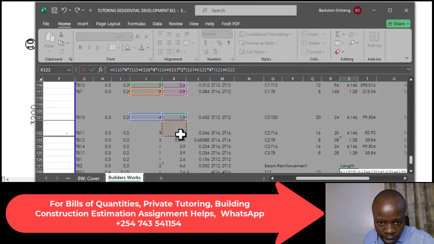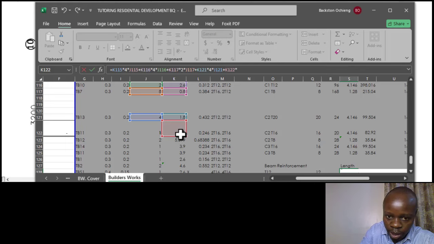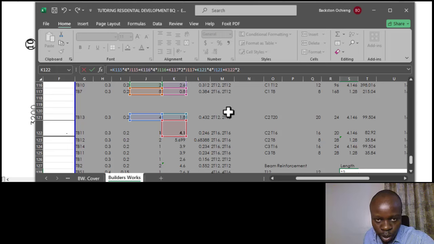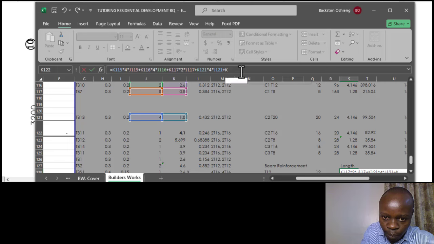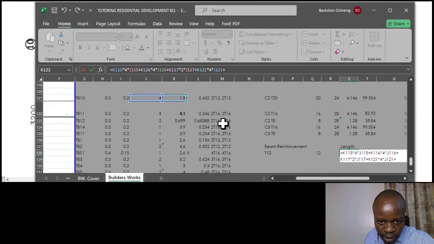The other case, it's the same. This is 4.1 times now 2, because we only have 2. Actually we don't have T12 there, so we are not going to include that. So let's do away with that bit. So we skip that, we go to the next.